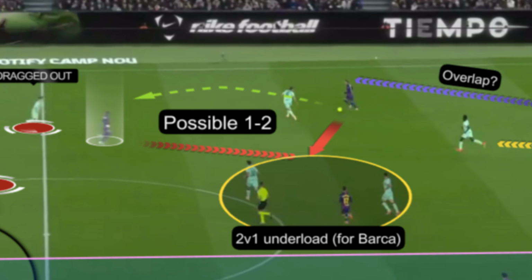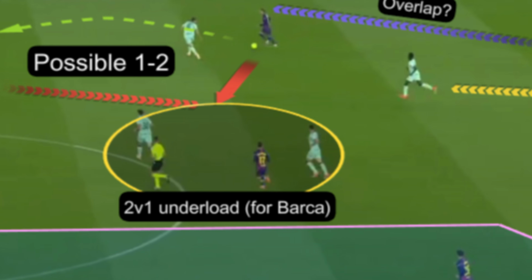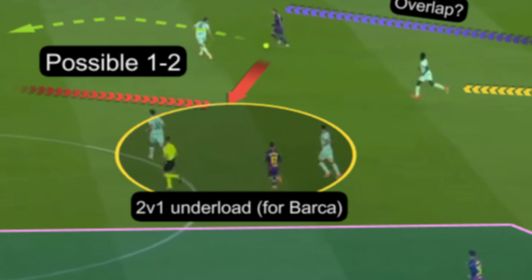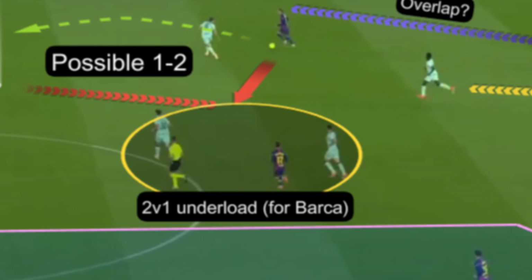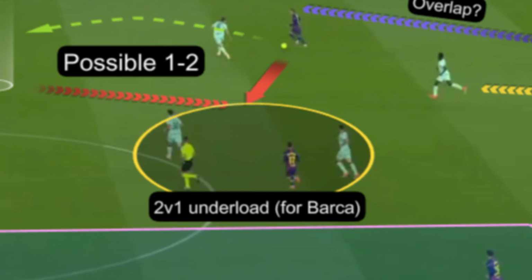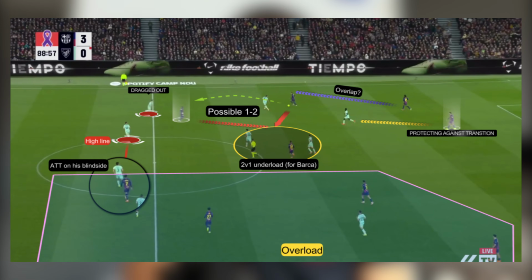If this player makes an overlapping run, he could automatically create an overloaded situation for Barcelona on that far side. If you go to this bit again, this is an underloaded situation for Barcelona, but why is it important? What does it actually mean? What is it telling us? Well, it tells us that there must be a spare man elsewhere because you have 2 opponent players marking 1 person. And we then look down a little bit and oh yes. There's the overload. Okay, now we're getting somewhere.